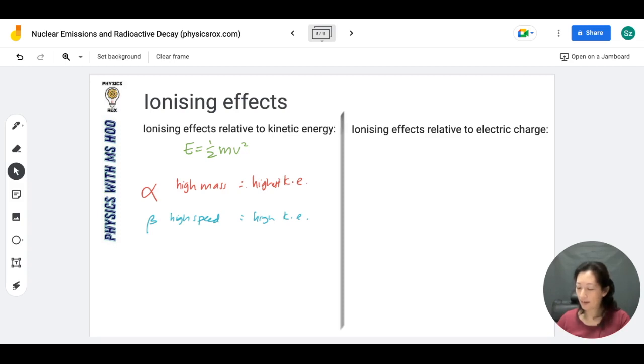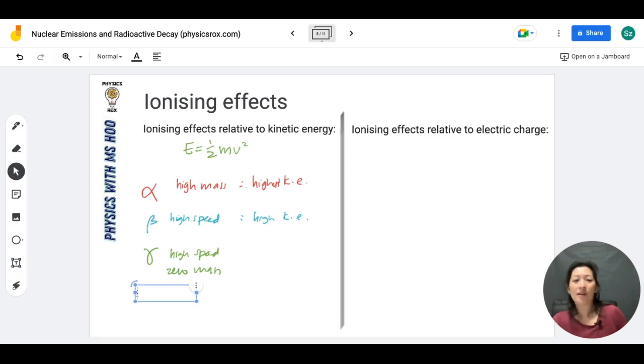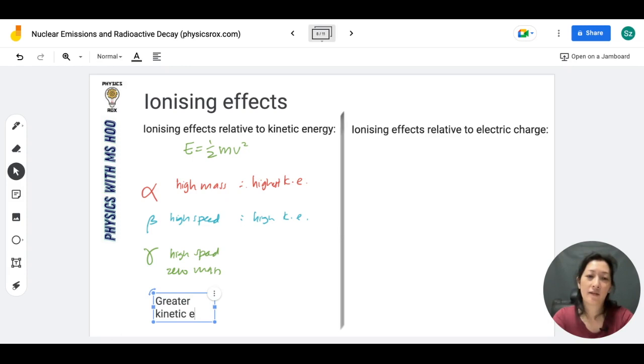Gamma also has high speed. In fact, among the 3, it's got the highest speed, but it's got 0 mass. So in terms of kinetic energy, it doesn't have the kinetic energy of particles compared to alpha and beta. So in this case, you can't compare gamma's kinetic energy to alpha and beta because in terms of the mechanical kinetic energy, it doesn't have any. That's why we can't really compare it. So overall, you'll find that the greater the kinetic energy, the greater the ionizing effect.